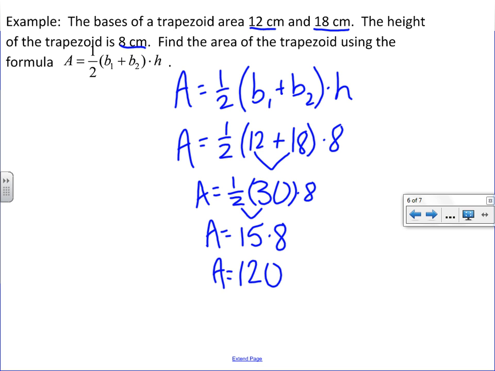And we have to label it. We're talking about area. It was measured in centimeters, so it's going to be 120 square centimeters. Final answer. Okay, if you didn't get that, please raise your hand and ask a question. If you did, good job.